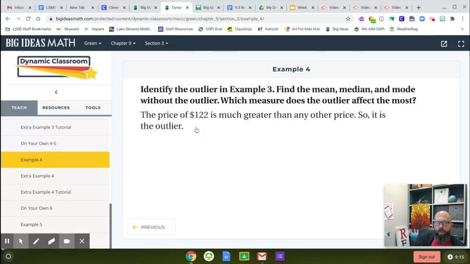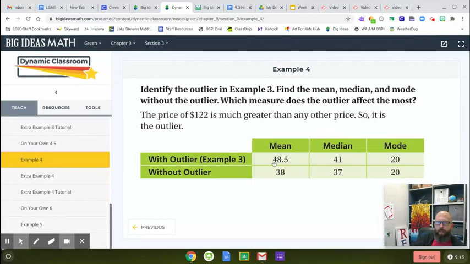Okay? So it says the price of 122 is much greater than any other price, so it is the outlier. So with the outlier, the mean, median, and mode were as such. Take the outlier out, and your mean changes to 38. Your median is 37, and your mode is still 20. So without the outlier, your average is going to go down, and your median is going to go down. So the mean is affected most by the outlier. Look how it dropped 10.5 points. So that answers the question, which does it affect the most?